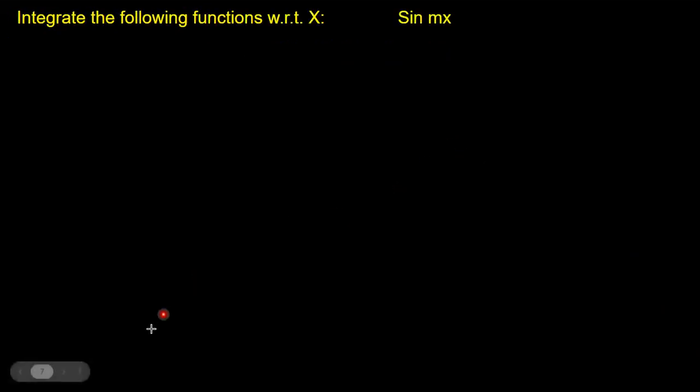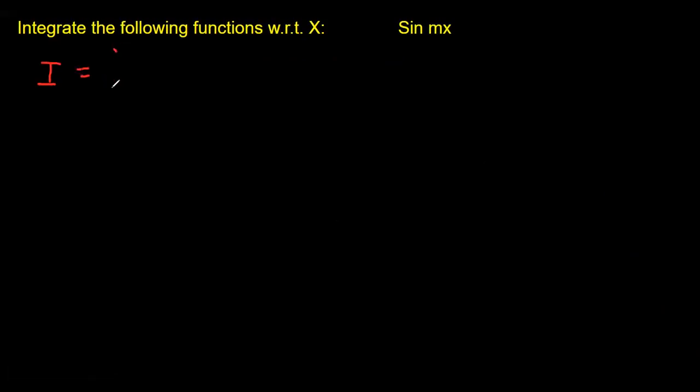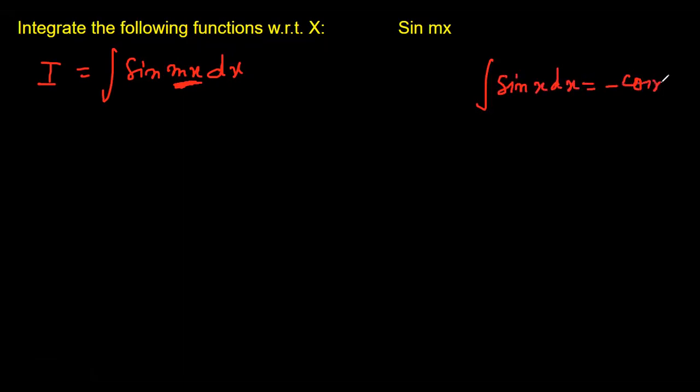Integrate the following function with respect to x. Your question is integration of sine of mx. Now this is not in a standard formula. The only difference is that this angle mx is a function of x. The standard formula is integration of sine x dx is equal to negative of cos x plus c, but this is sine mx, so we are going to substitute. Put mx equal to t.